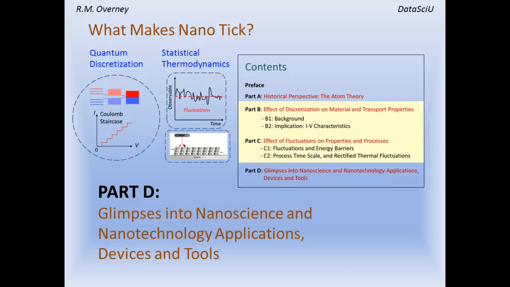Energy discretization, as discussed in Part B of this lecture, provides ample opportunities to engineer materials on the nanoscale with unique electronic properties. Furthermore, with the unique control over material synthesis on the nanoscale, utilizing thermodynamic fluctuation principles, as discussed in Part C, the range of manufacturing opportunities is even further widened.